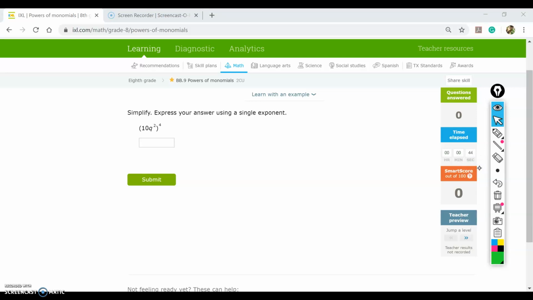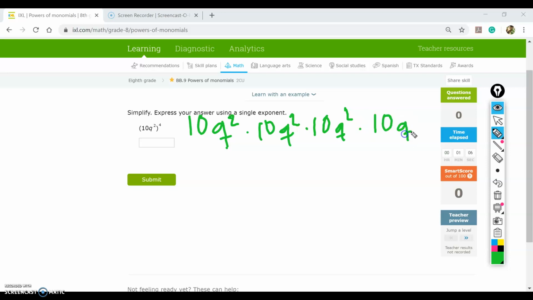Way one is to remember that the exponent is telling you how many times you're going to write what is inside. In this case, it's telling me to write 4 times what is inside. So if I do that, I would have 10q to the power of 2, that's 1. 10q to the power of 2, that's 2. 10q to the power of 2, that's 3. And 10q to the power of 2, that's 4. So I did it 4 times already.